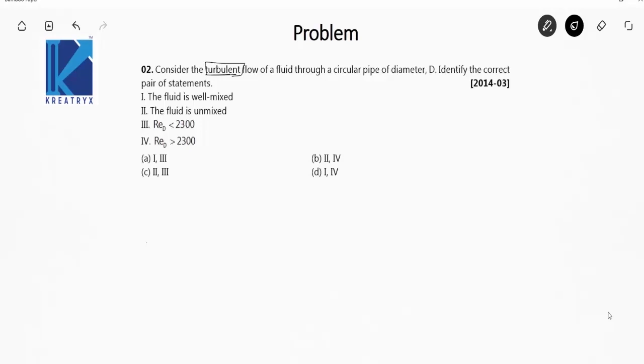That the fluid is well mixed, yes, correct. Viscosity is due to molecular momentum transfer. Velocity distribution is logarithmic in turbulent flow. The flow is highly disordered due to random mixing, and in turbulent flow there is a high velocity and low viscosity, and the Reynolds number is greater than 2300. So the options that are correct, identify the correct pair of statements, are 1 and 4, that is option D.